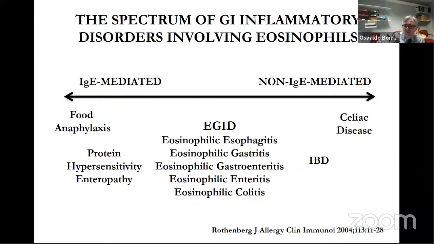While we have on one side IgE-mediated pathologies like food anaphylaxis and protein hypersensitivity enteropathy like infantile proctitis, and then we have non-IgE-mediated diseases like celiac disease and IBD. Essentially, eosinophilic GI diseases are a mix between IgE-mediated and non-IgE-mediated reaction. In the majority of cases, eosinophilic gastritis, enteritis, and colitis are mainly characterized by delayed immunological reaction.